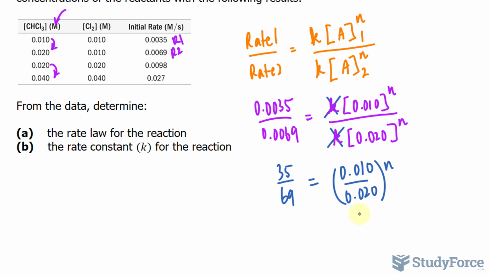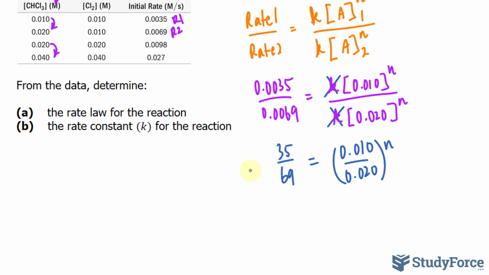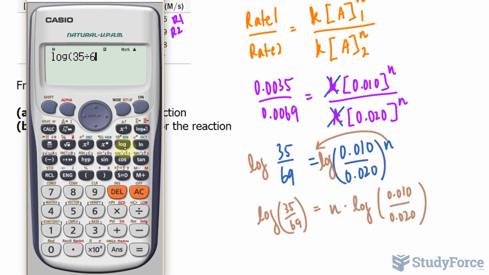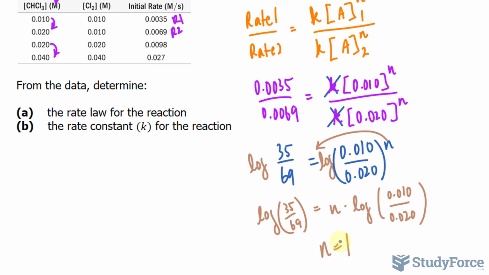Okay, now to solve for n, we log both sides or ln both sides. It's up to you. So you can either log or ln. I'll stick with log. And by logging both sides, this exponent actually becomes a product of that expression. So we have log 35 over 69 is equal to n times log of this fraction. Dividing now both sides by log of this fraction, and we end up with n. So log of 35 over 69 divided by log of 0.010 over 0.020. And we end up with an n value of 0.979 rounded up. That's equal to 1. So this is a first order reaction.